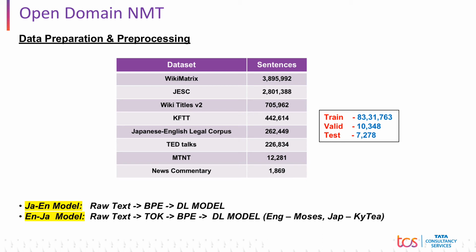For the pre-processing part, we followed different pre-processing in both directions. For Japanese to English, first of all, we calculated the BPE on the raw text, and this was used to train the deep learning model. But for the opposite, English to Japanese case, first of all, we tokenized the raw text using the Moses and Kytea tokenizers, and then BPE was applied on this.